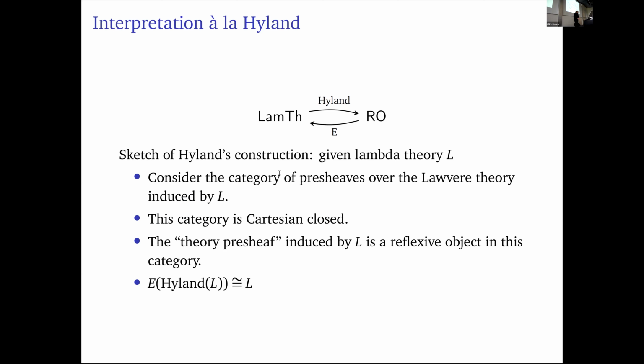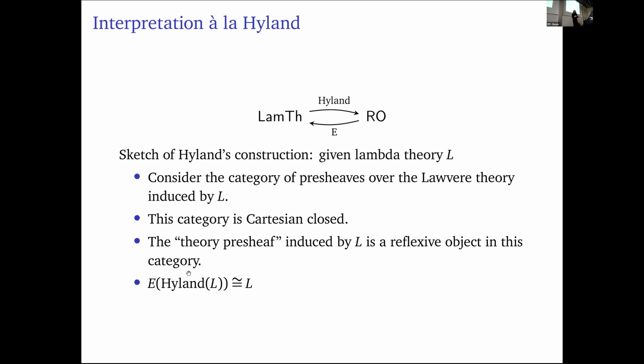Hyland's construction is very different in nature. Given a lambda theory L, Hyland considers the category of presheaves over the Lawvere theory induced by L. The details are not so important here. This category happens to be Cartesian closed because it's a presheaf category. And then as a reflexive object in this category, he considers the theory presheaf induced by L, which happens to be a reflexive object. And again, this construction is a section to the endomorphism theory.